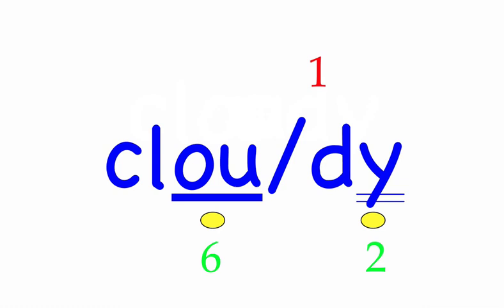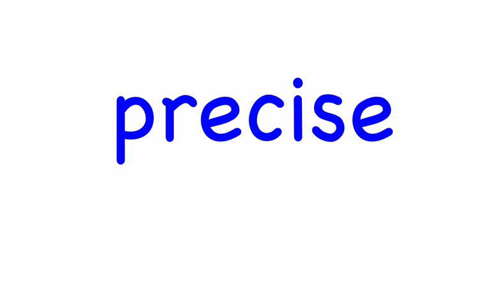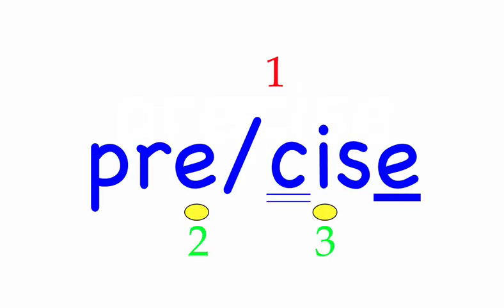Precise. It is vital that you be precise in your terms. Precise. Pre, three sounds. P, R, E. Cise, three sounds. S, I, S. Precise. Mark the word. Precise. This completes the dictation of words from lesson 479.